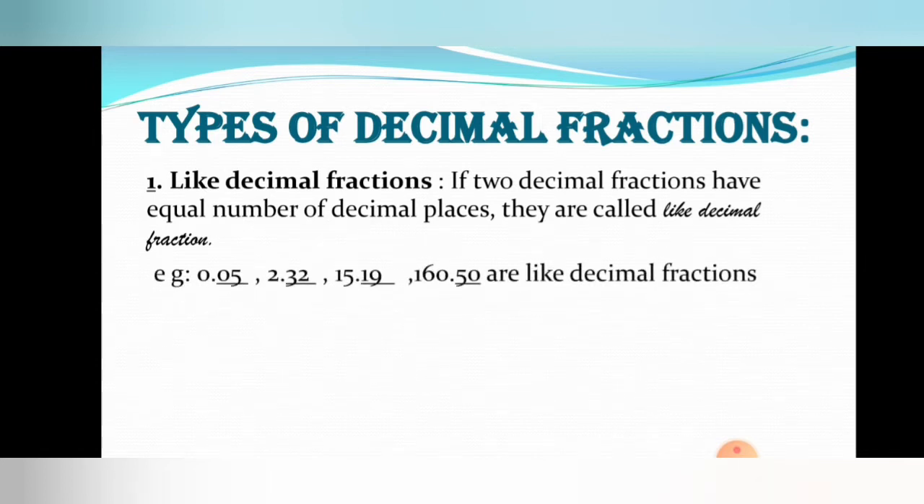Here I am showing some examples. In the first one, 0.05, how many digits are there after the point? There are 2, right? In the next number also, 2.32. Here 32 is also after the point, only 2 digits are there, right? And 15.19. Here also after the decimal point is 19, means 2 digits only.